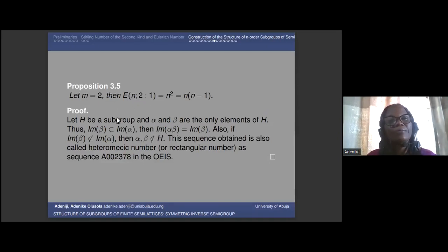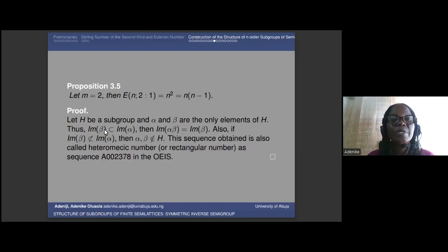So the proof of this is seen as follows. You let H be a subgroup, and alpha, beta are the only elements of H because it has 2 elements. So we have the image of beta is strictly contained in the image of alpha. So it means that the composition of alpha beta equals the image. That is, if we look at the composition of alpha beta, the image is equal to the image of beta.